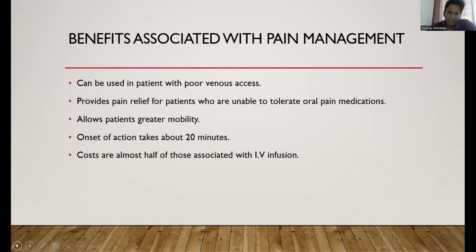So onset of action takes about 20 minutes. So even the subcutaneous infusion can be helpful, not like an IV, but it takes a little bit of time to work, but it is more comfortable and comparatively safer. Costs are almost half of those associated with IV infusion. Yeah, next slide, please.